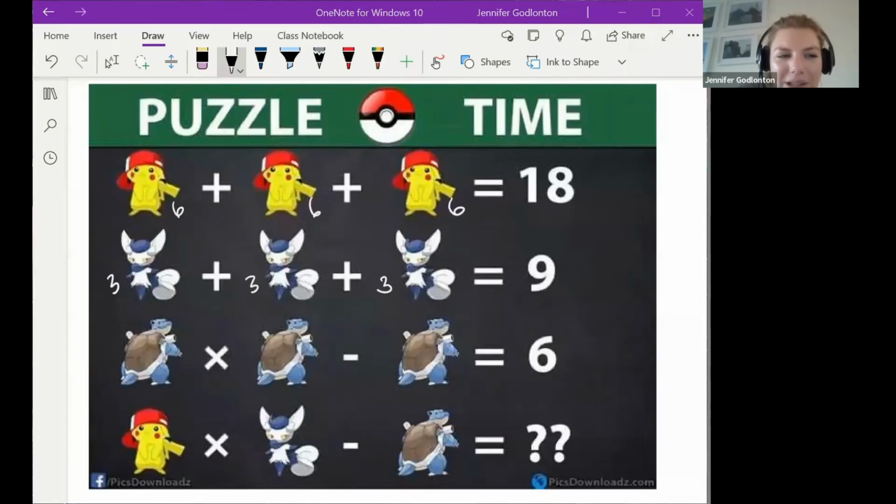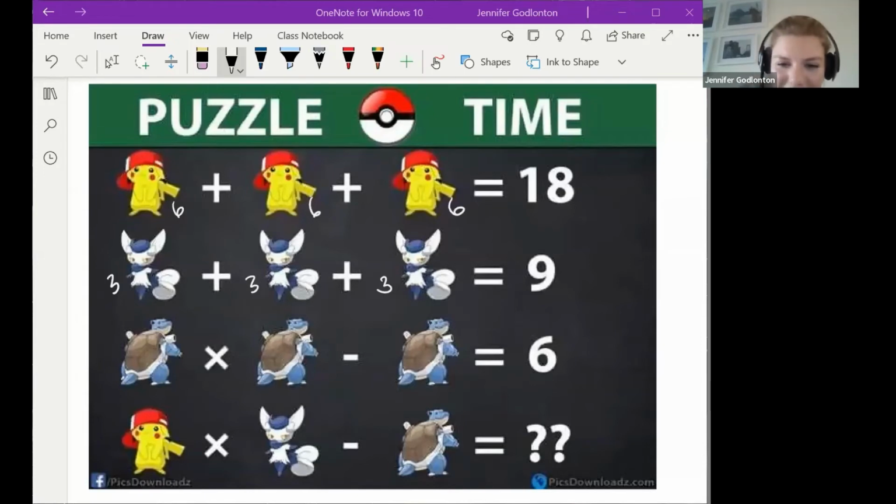Okay, so 3 of those ones equal 9, which means that they each need to be 3. Junior, are you going to school us in Pokemons here? You just need to click the button where you can unmute yourself. What is the value of Bulbasaur?